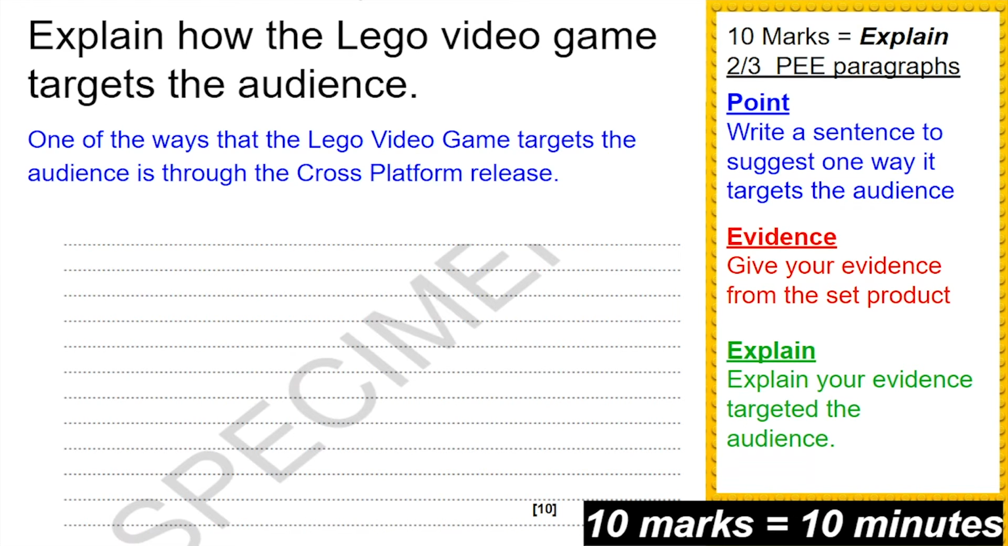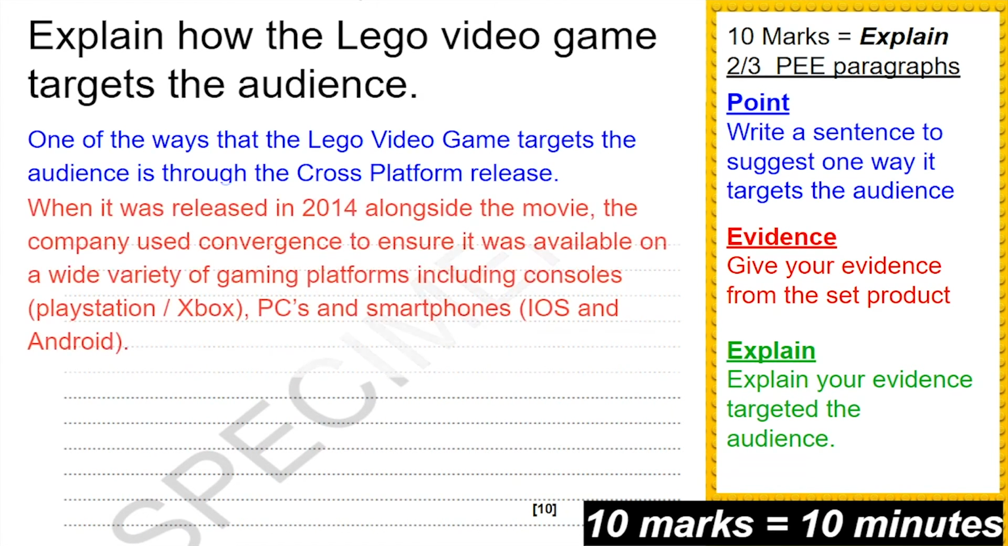Then I would give evidence from the set product. So when it was released in 2014 alongside the movie, the company used convergence to ensure it was available on a wide variety of gaming platforms, including consoles like the PlayStation and Xbox, PCs and smartphones such as iOS and Android. And finally, I would explain how that evidence helps to target the audience.